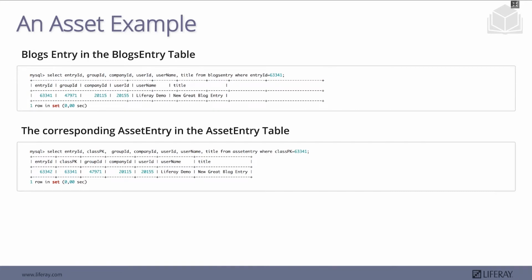Right? Another example here, taking a look at a specific blogs entry that is created. And so we'll see there are a couple of commonalities, a couple of common fields here, like the entry ID. We also have, let's see what else, the company ID and the user ID. Right? So there are some that line up pretty well. We'll see, for example, the blogs entity ID or entry ID is different than the one below for the asset entry.